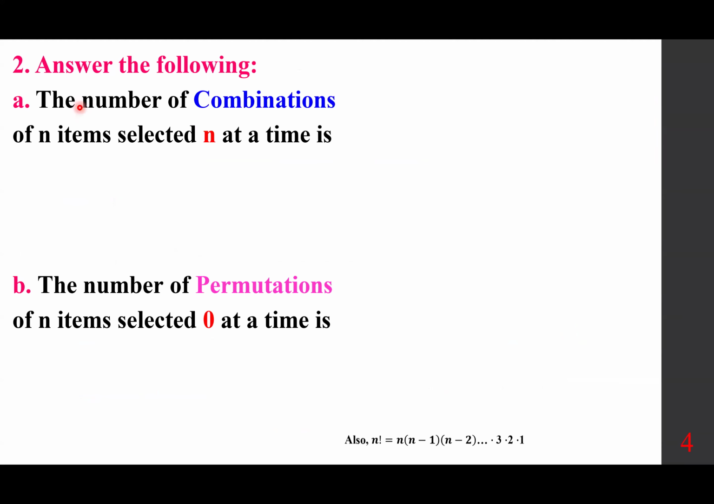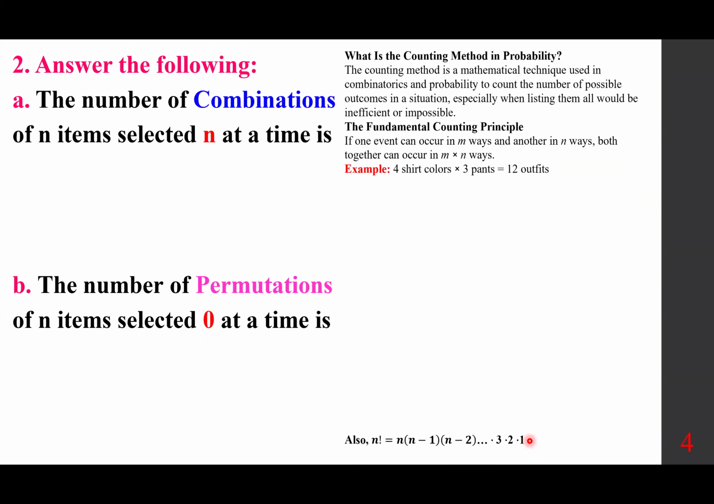We are interested in finding the following, so answer the following. The number of combinations of n items, selected n at a time, the number of permutations of n items, selected 0 at a time. So first, reminding everybody, n factorial means n times n minus 1 times n minus 2 times all the way to number 1. N is a whole number. What is the counting method in probability? So before we answer those questions, let's get to some important information.